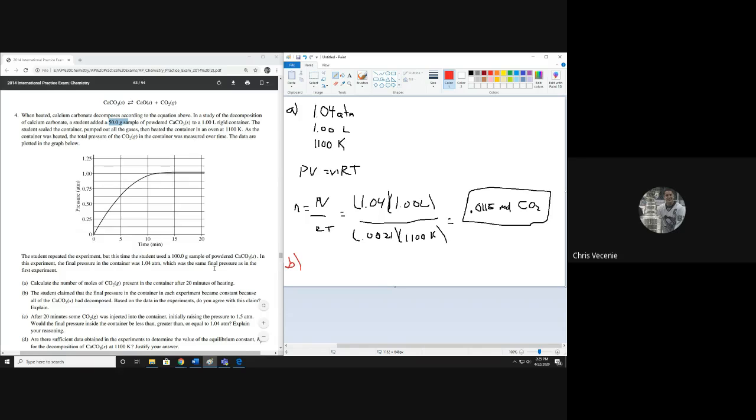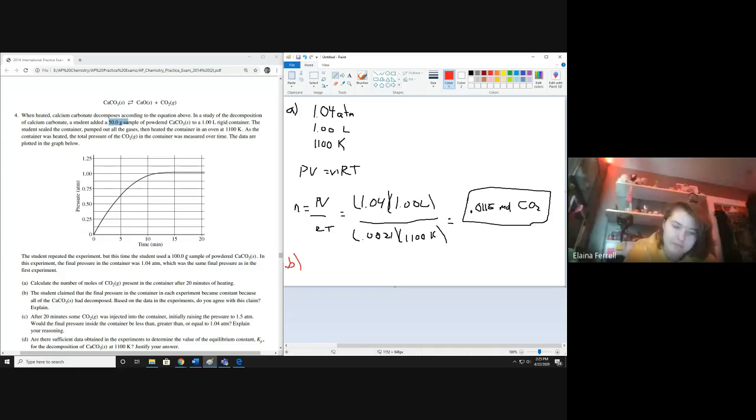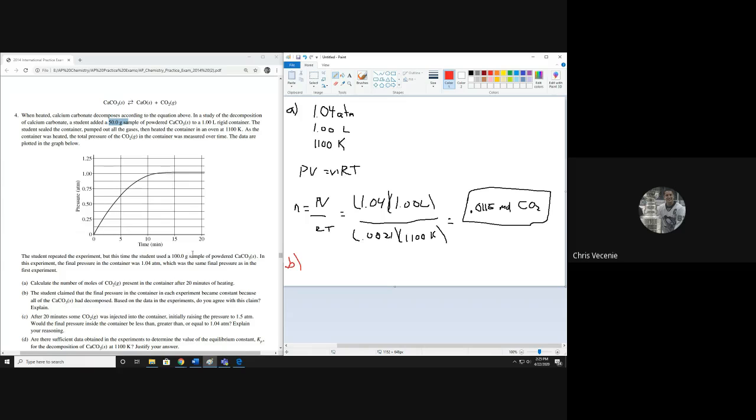here's the part I can ask you guys, though. If all the 50 decomposed and all of the 100 decomposed, what should the pressure have been the second time? 2.08. How'd you get it? Double. Exactly. If I used double the sample size, I should have gotten double the gas, which would have made me get double the pressure. And that didn't happen. That's how we know that. So finishing out B, you would say no. The pressure was the same for both, which means not all the CaCO3 reacted.